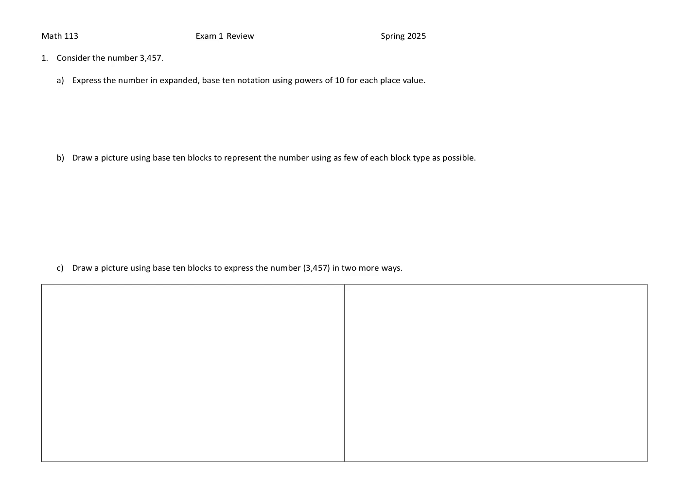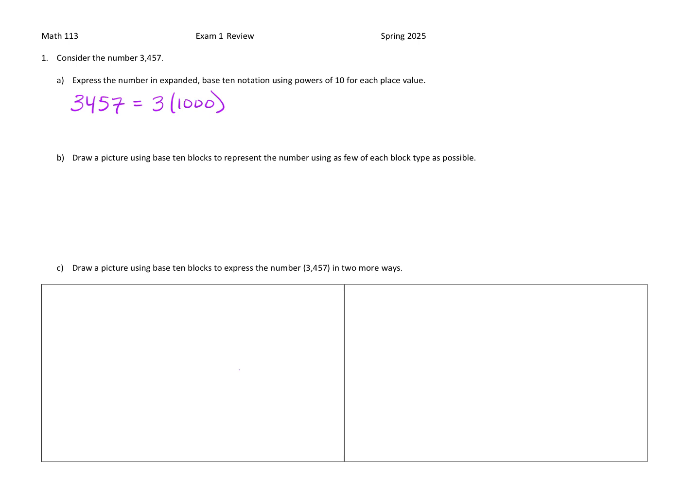Express the number 3,457 in expanded base 10 notation using powers of 10 for each place value. So 3,457 in base 10 notation, that's 3,000s, 400s, 5 10s, and 7 1s. So we can start with that.